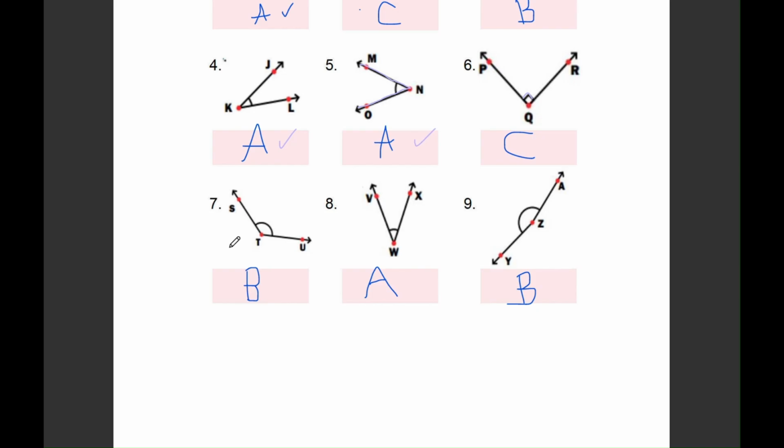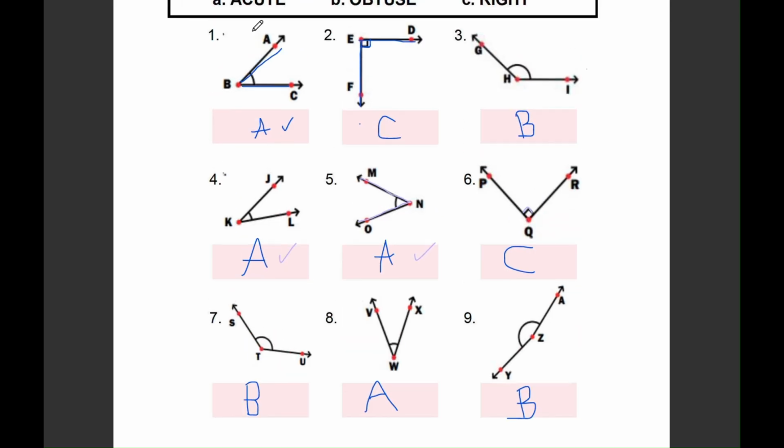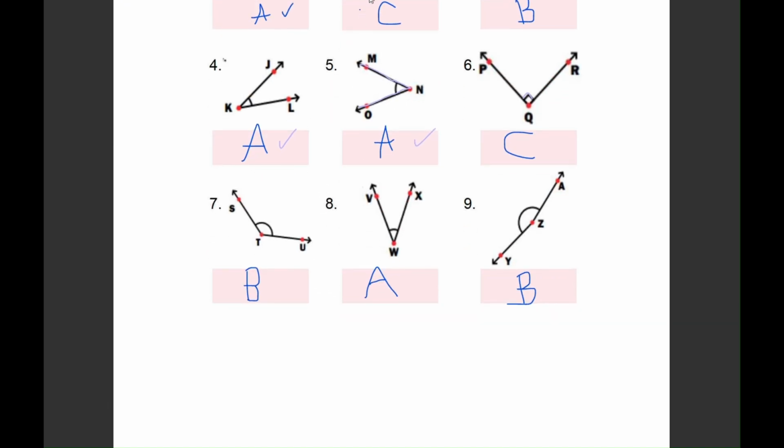Types of angles, number 7. Blank, classify the angle. Options: A, acute; B, obtuse; C, right. Why not? A is less than 90 degrees. C is equal to 90 degrees. Answer B, obtuse. Reason: 90 degrees is less than the angle, which is less than 180 degrees.